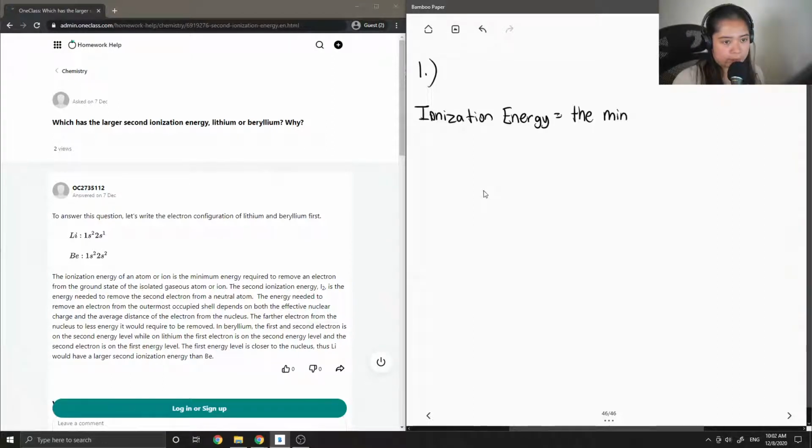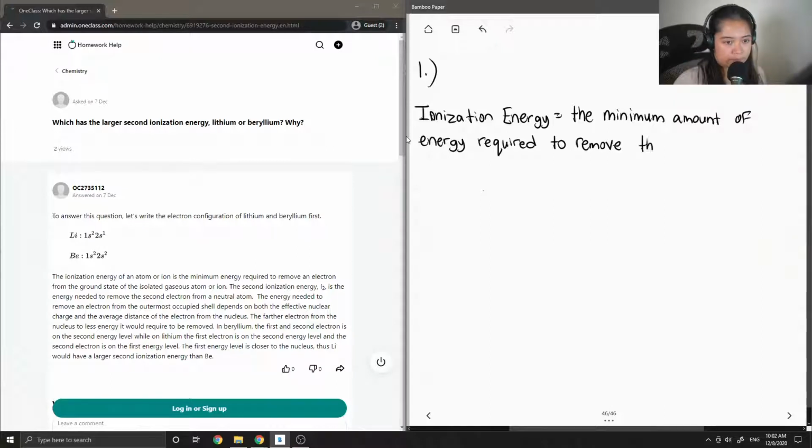This is the minimum amount of energy that is required to remove the most loosely bound electron of an atom or molecule.